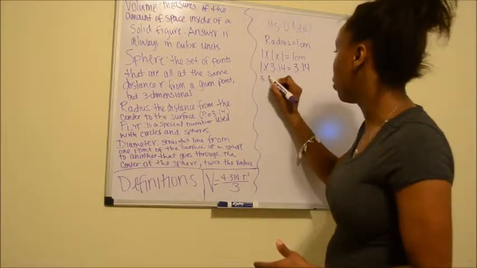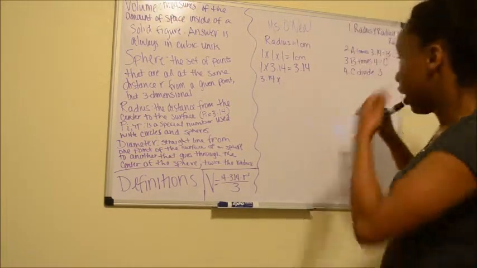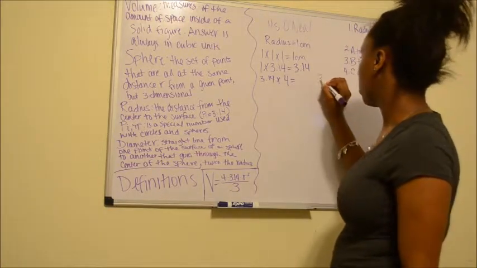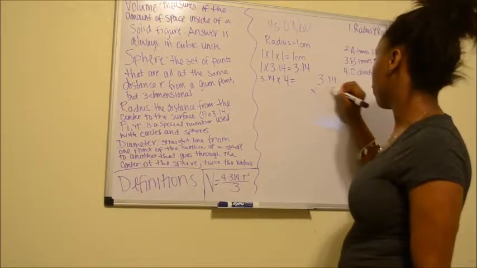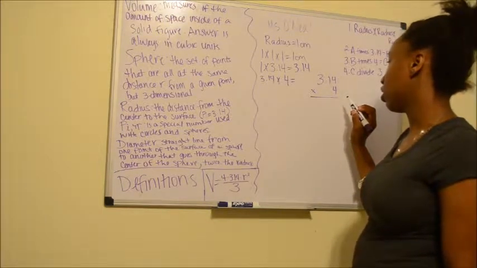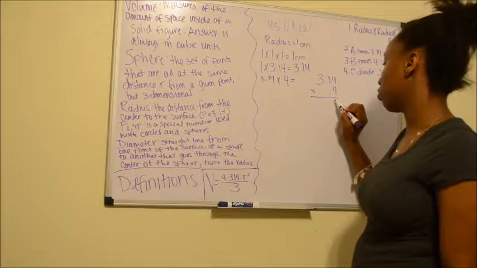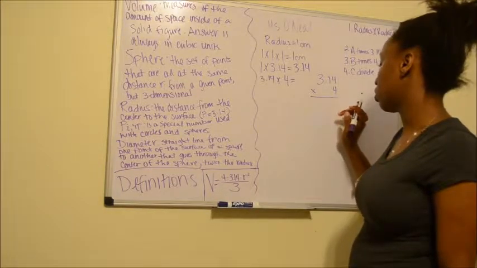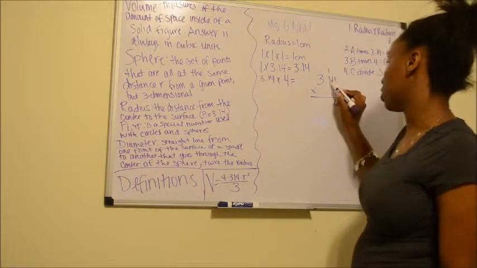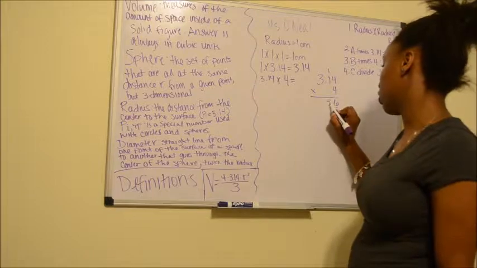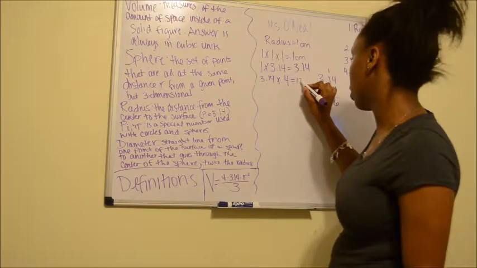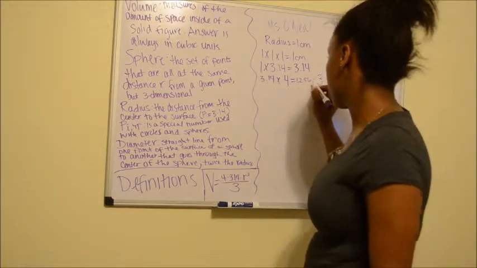Then we'll do 3.14, which we got as B. So B times 4. We're going to do 3.14 times 4. 4 times 4 is 16. Carry your 1. 4 times 1 is 4 plus 1 is 5. 4 times 3 is 12. So your answer would be 12.56 centimeters.